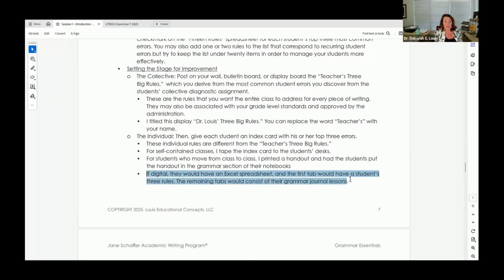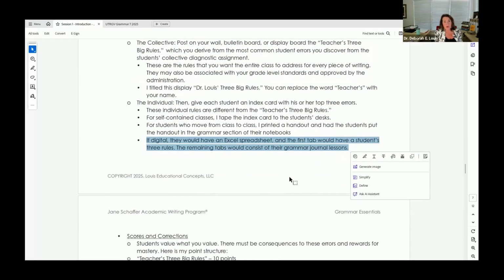If you have students with Chromebooks or their devices, they would have an Excel spreadsheet, and the first tab would have their 3 rules. And the remaining tabs would consist of their grammar journal lessons that I give them. So that's how I handle that.